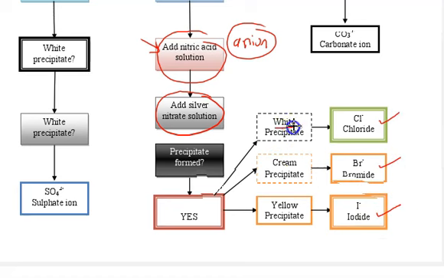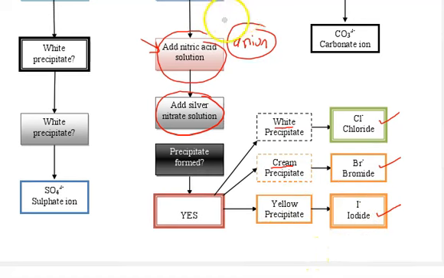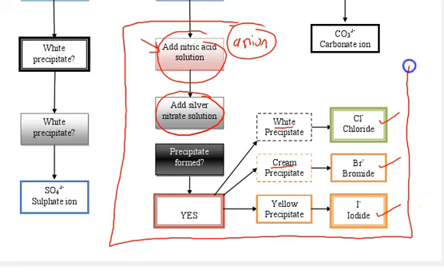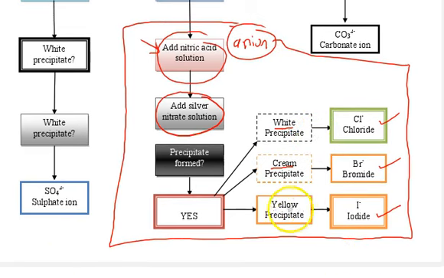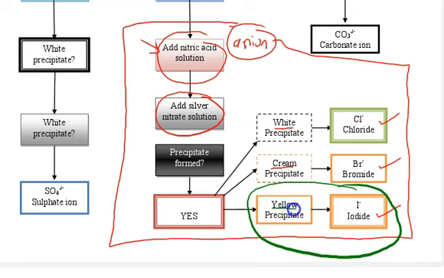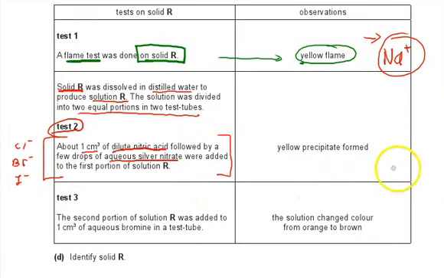So white precipitate is for chloride, cream precipitate is for bromide, and yellow precipitate is for iodide. Okay, so guys, please remember this one. This chart is very important. Now, for our case over here, we need to focus on the iodide, because it forms a yellow precipitate. Now we go back to the question. Okay, this one is confirmed to be an iodide.